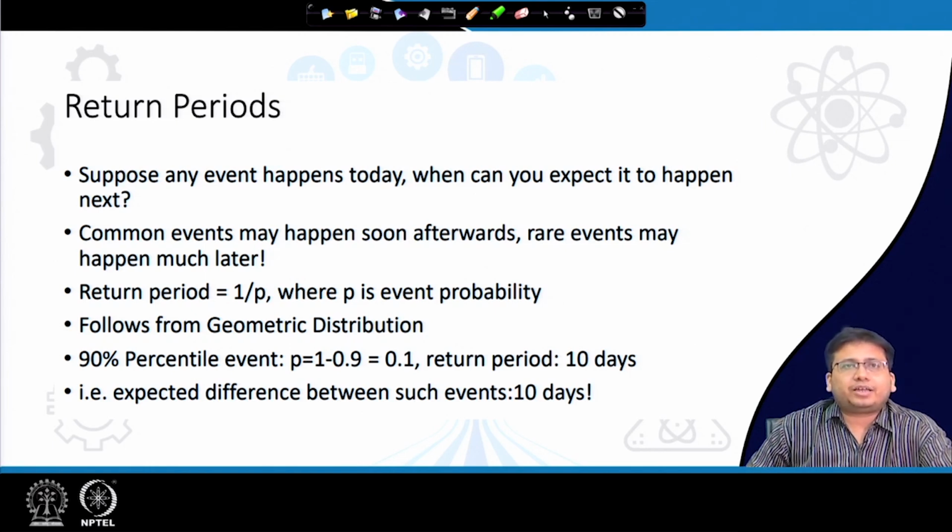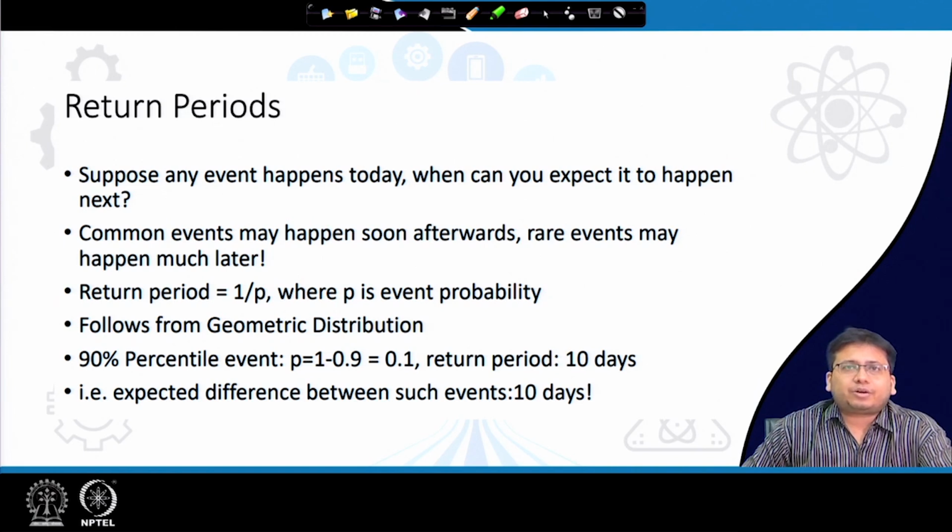Now, if we consider a 90th percentile event, the probability of such an event happening is 1 minus 0.9, which is 0.1. Why? Because on 90% of the days the value observed will be less than that 90th percentile value. So the probability of an event at least as heavy as the 90th percentile is only 0.1, and the return period is 1 by 0.1, which is 10 days.